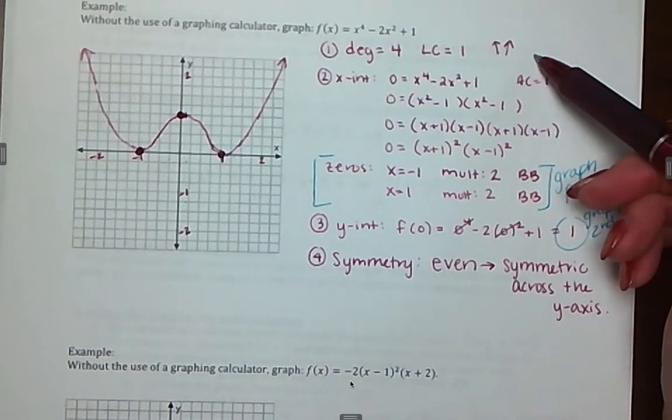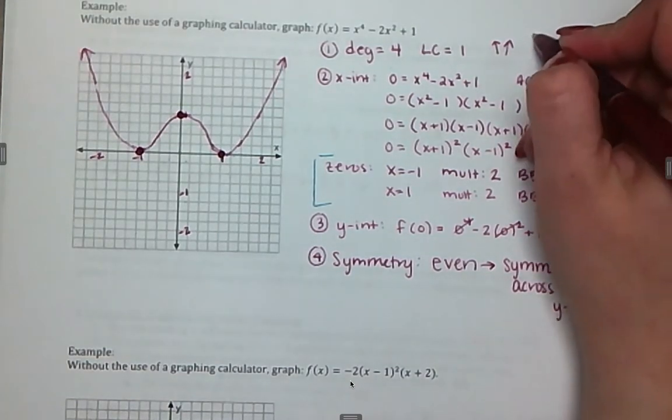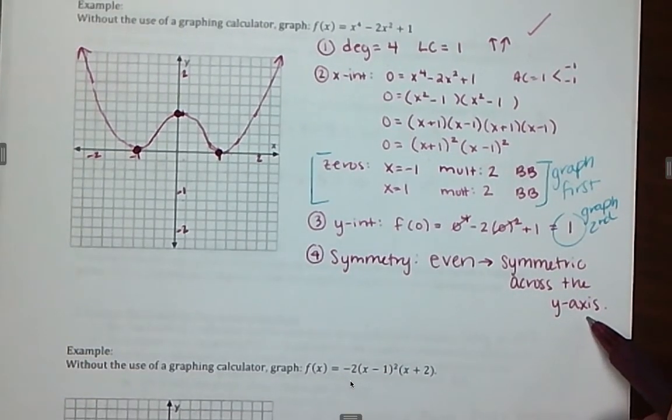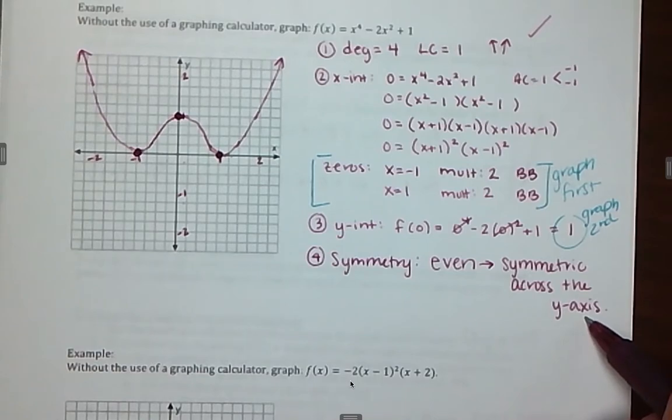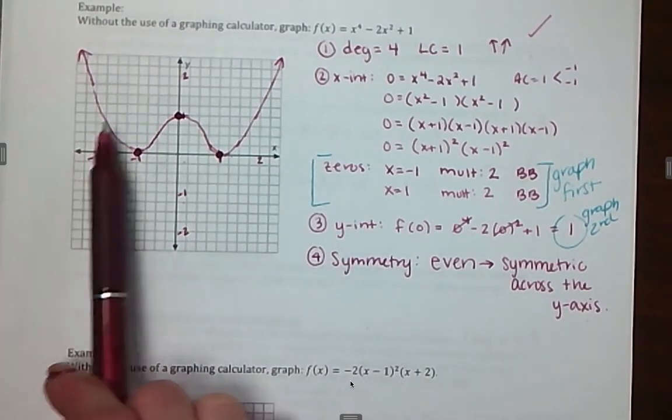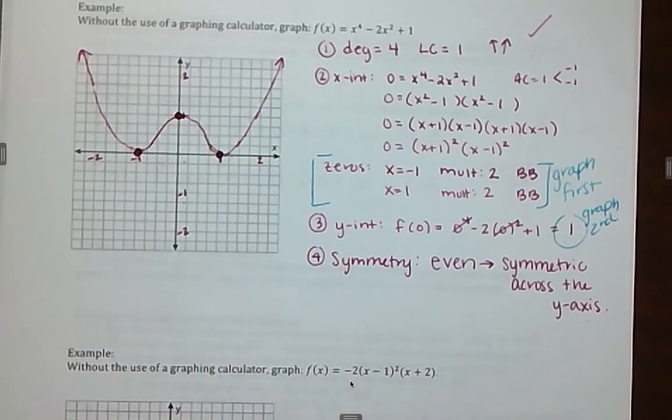Okay, so now check. Our end behavior said that we should be up, up. Are you up, up? Okay, so that checks out. The other thing we can check is our symmetry. Based off our exponents, we know we're symmetric across the y-axis. It's a sketch, but is it for the most part the same on both sides? Yes. So that's your graph. Questions?